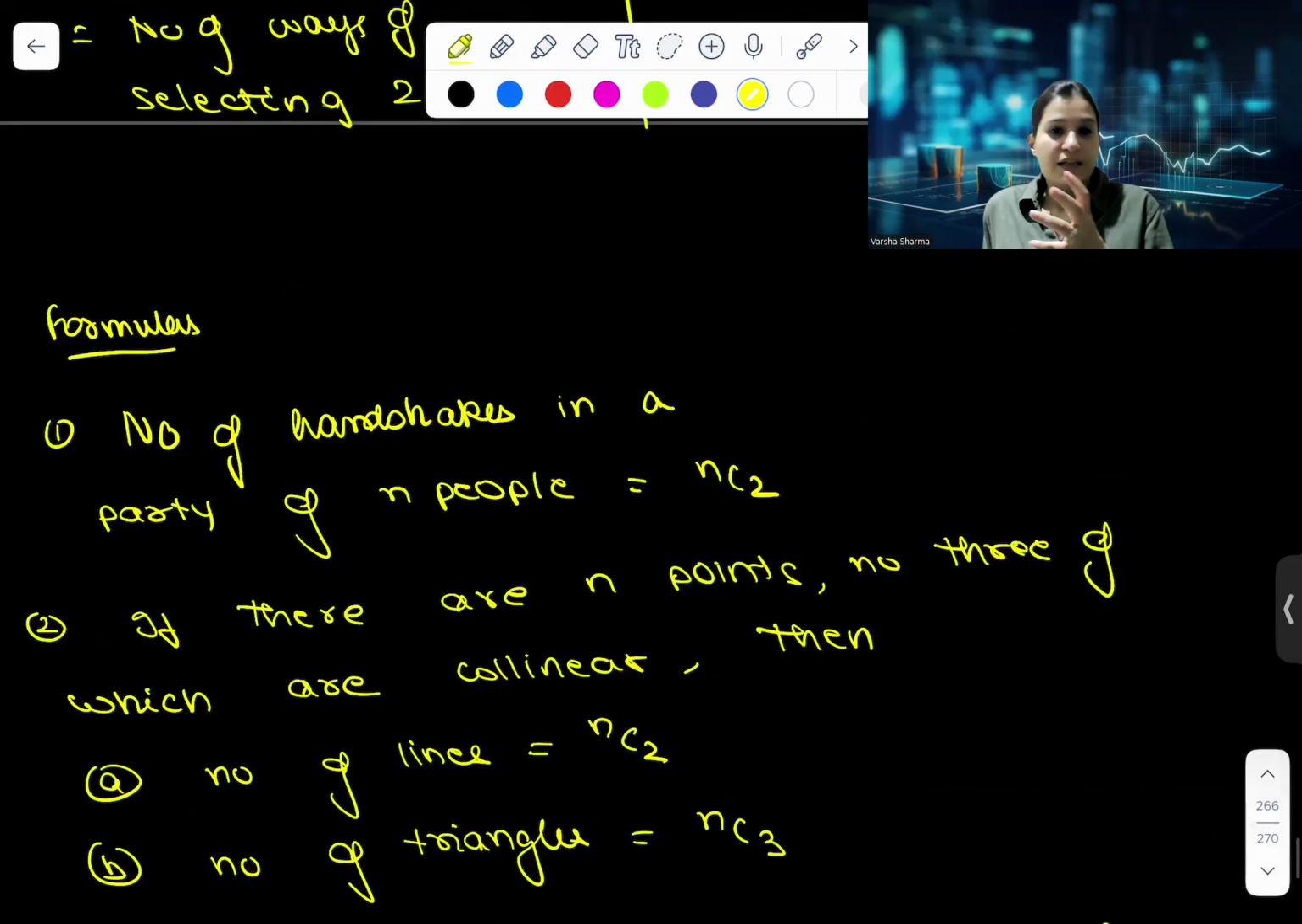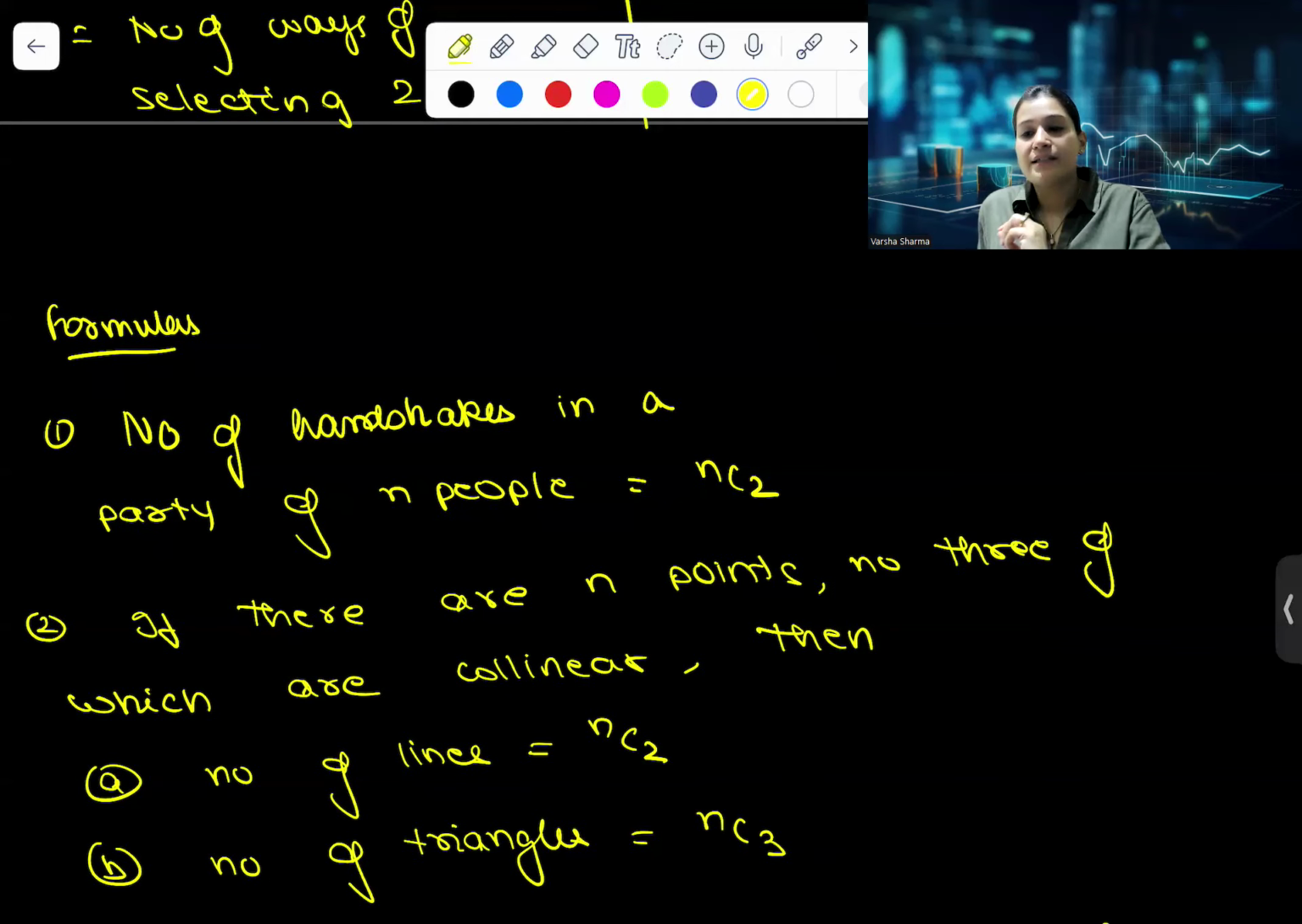First, number of handshakes. If there are 15 people, 15C2, 10 people, 10C2, 7 people, 7C2. Number of lines, if there are 10 points, number of lines will be 10C2, number of triangles 10C3, if there is no problem of collinearity. If out of 10 points, 7 are collinear, then the lines will be total C2 minus collinear C2 plus 1. So 10C2 minus 7C2 plus 1. And if it is triangles, total C3 minus collinear C3.